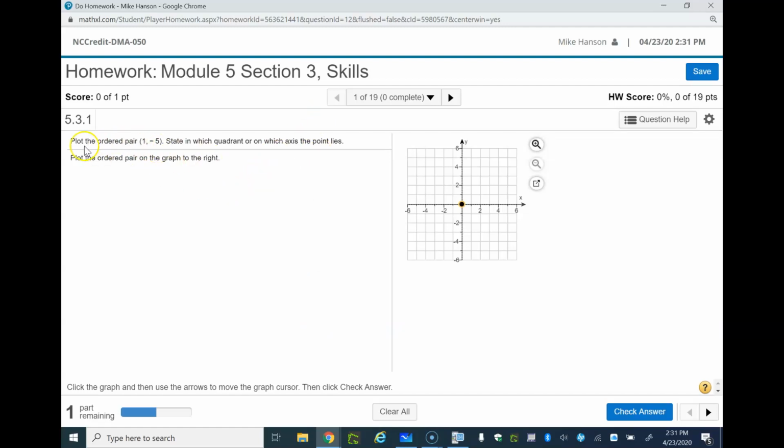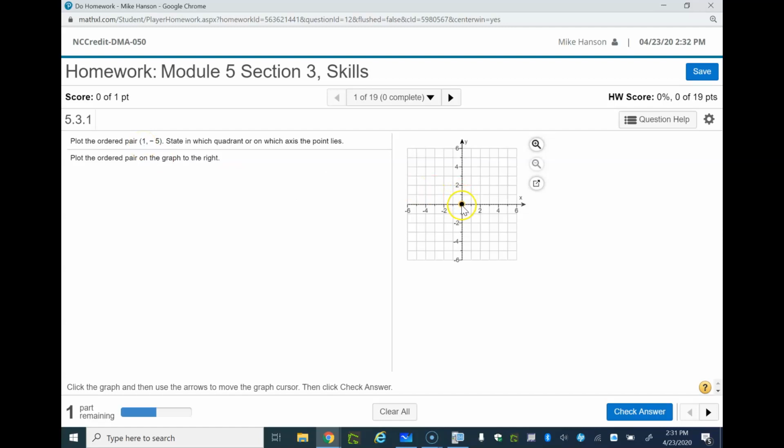The first thing is for this one here, when you're plotting, it can be kind of confusing, but all you need to do when you're plotting (1, -5), always remember in the ordered pair, the first term is considered to be x, which runs left to right, or horizontal. And then the second number in the ordered pair is going to be y, which runs up and down. So you always start with the x first.